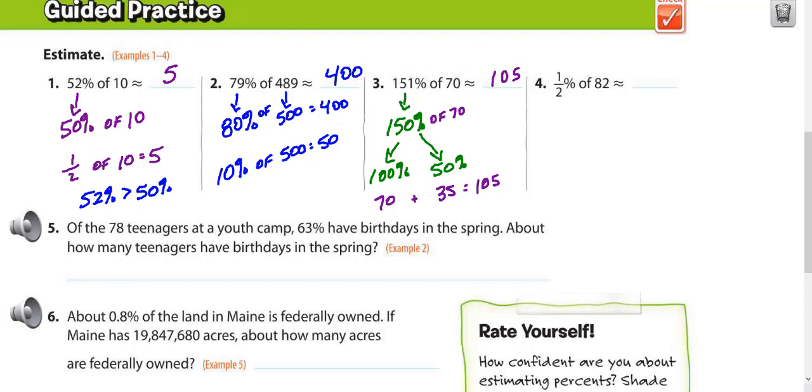Problem 4. Again, pause if you haven't done 4. Keep watching if you have. Problem 4. Well, 0.5% of 82. I'm going to round this to 80.